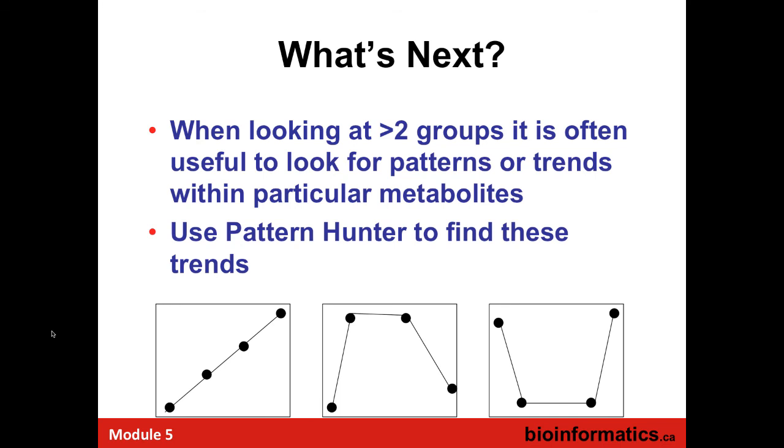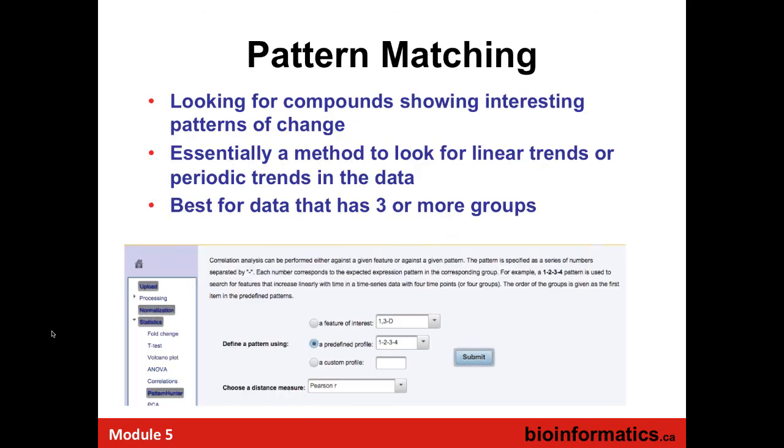Another thing you can do, which is a little different than ANOVA, is to look at patterns and pattern analysis, especially when you're dealing with more than two groups. So you have 10 or 15 groups, and you want to see if there's some kind of trend. In this case, we're dealing with four, and so we're using something called Pattern Hunter. And this is showing some possible patterns. There's a linear pattern where, say, going from 0 to 15 to 30 to 40, the metabolite increases. You could also have a situation where at 0, the metabolite's low, and at 15 and 30, it's high, and then back at 40, it's low again. Or you could have the mirror image. Those are patterns. So in this case, Pattern Hunter is an option.